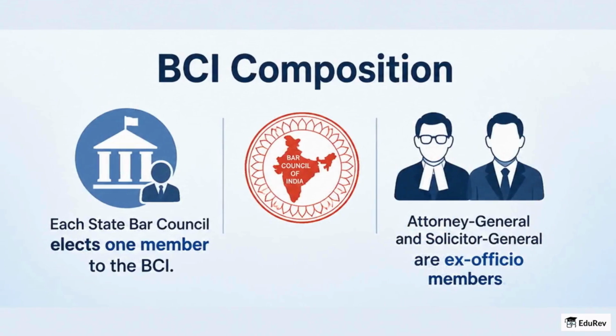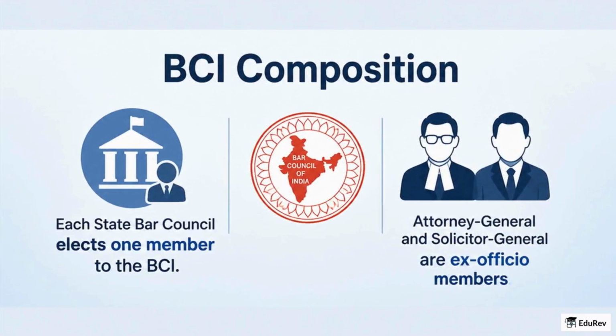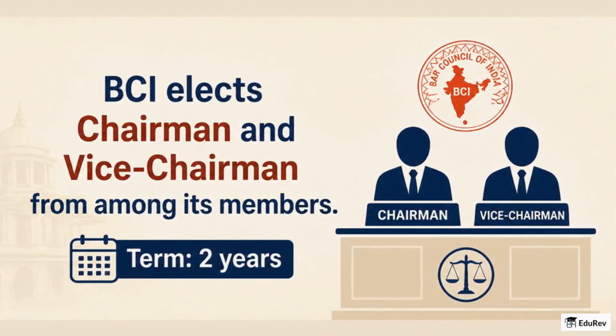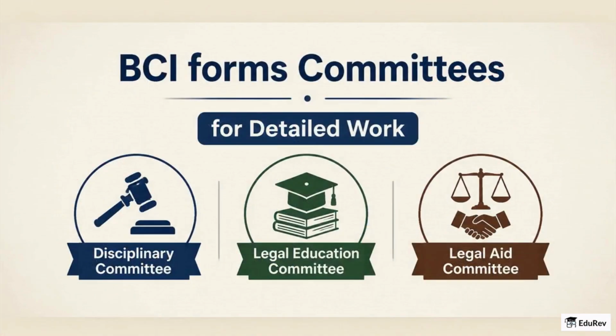Each state bar council elects one member to the BCI, and the Attorney General and Solicitor General are ex officio members of the council. The BCI elects a chairman and vice chairman from among its members, and both hold office for 2 years. The council also sets up standing and ad hoc committees like the Disciplinary Committee, Legal Education Committee, and Legal Aid Committee to do detailed work.